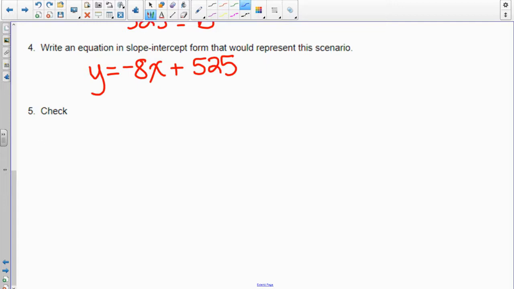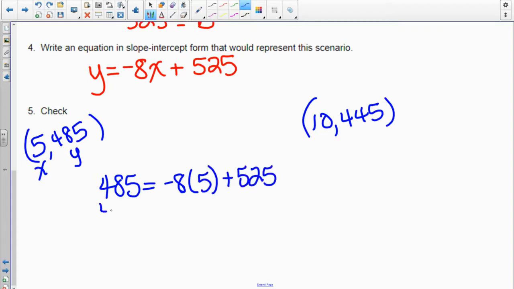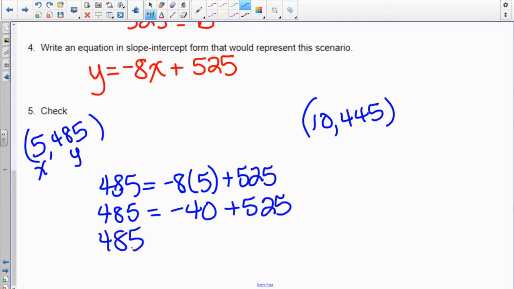So take that first point, which was 5 and 485. And then that second one was 10, and he had 445 cards left. So we'll do the math, make sure we are right with our equation here. So 485 equals -8x. Whoops, I forgot. We don't want the x in there, we want the number. -8 times the 5 friends plus 525 cards. So -40 plus 525 does equal 485. So I can be assured that that works.